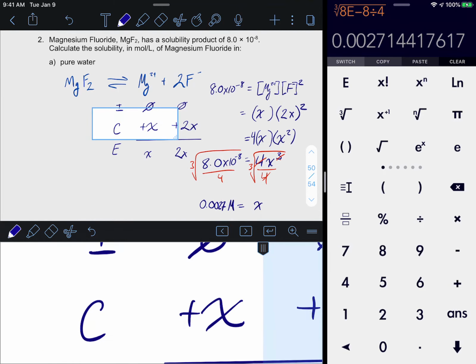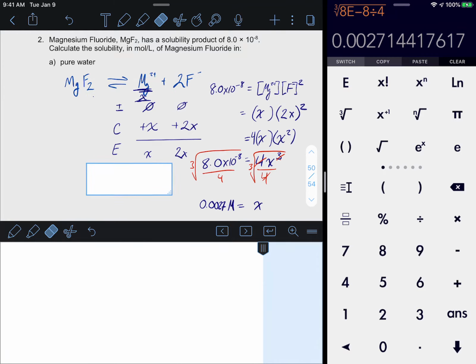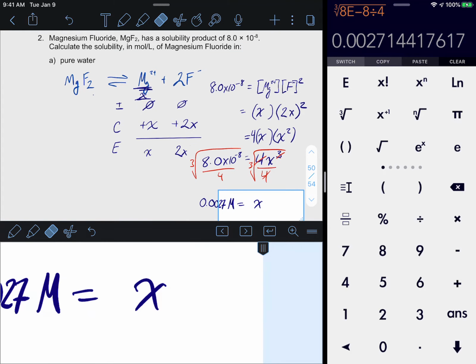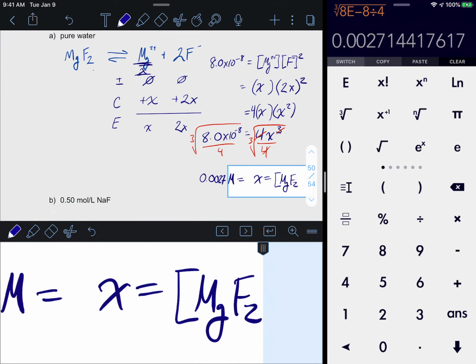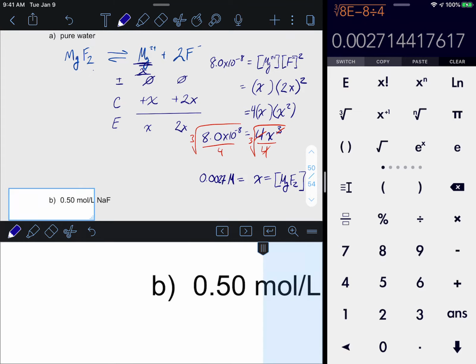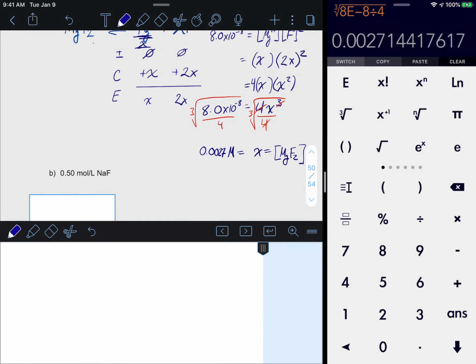And that x is 1 to 1 with that x here, right? So that x is here. So that is 1 to 1 in the ratio with the compound. So this is also equal to the total concentration of magnesium fluoride. And that should be the case in all of these questions, that whatever you figure out to be x, it should be equivalent to the compound. I can't quite think of another example where that wouldn't work.